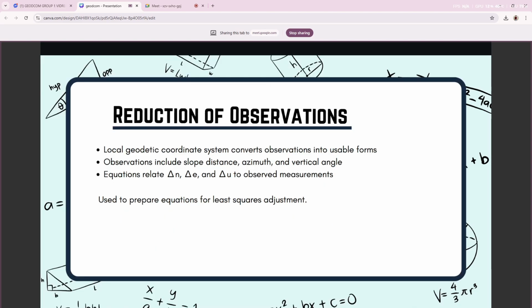This slide explains reduction of observations. The local geodetic coordinate system converts observations into usable forms. Observations include slope distance, azimuth, and vertical angle. Equations are then used to relate these measurements to northing, easting, and elevation values. And this process prepares the equations needed for the least squares adjustment.